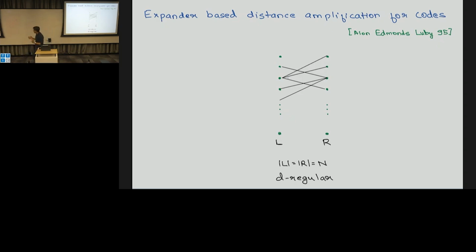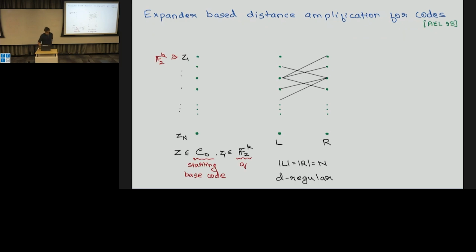You take, let's say, an expander graph, n vertices on both sides, everybody has degree d, so everybody has d neighbors. And then you start with n symbols, each of which will be sitting on one vertex on the left. These n symbols are thought to come from some starting base code, which we'll call C0. We don't need too much about it, so for now, don't worry about it. The only thing I'll say is that think of each of these symbols as small bit strings of size k, where k is some small constant. So everybody has k bits, every vertex.